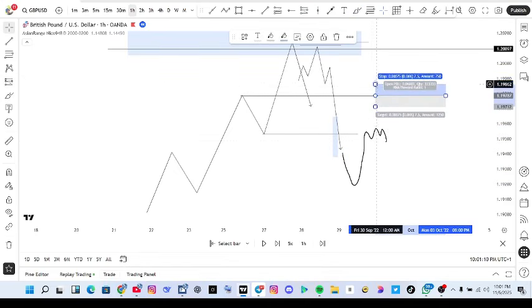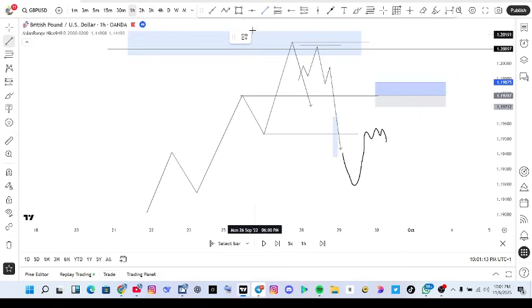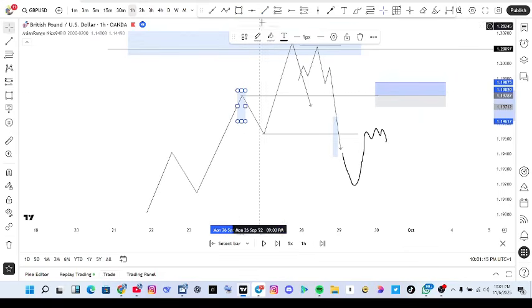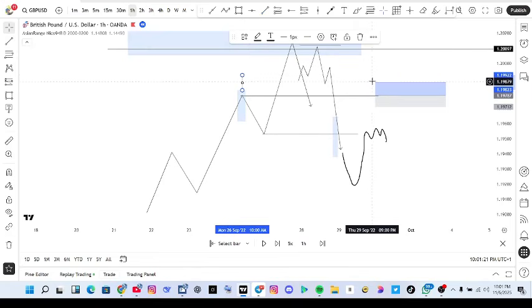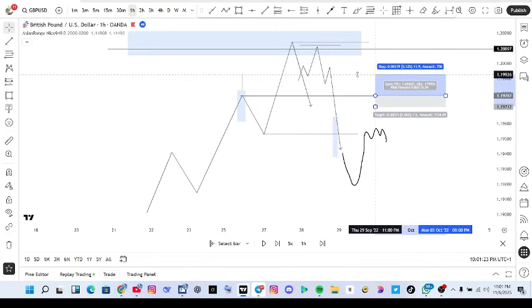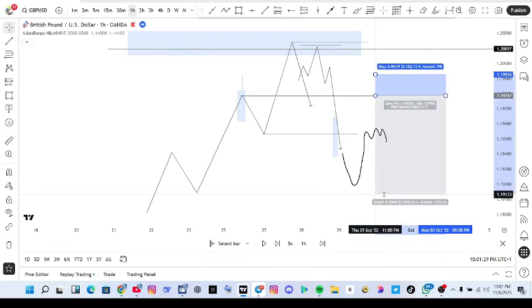Then you just put your stop loss above the wick of that QM. Let's say there's a candle here and there's a wick here like this. Now my stop loss will be above that wick. I'll just enter from the body. My stop loss will be above that wick. Now I'll be targeting the next zone.